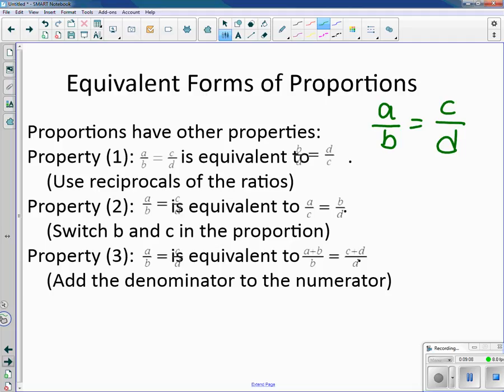The key is when I cross multiply, A and D are the two that are being multiplied together, and B and C are the two that are going to be multiplied together. If I was to write A plus B over B, what would I write on the other side so it matches? C plus D over what? Over D. Is everybody with me?